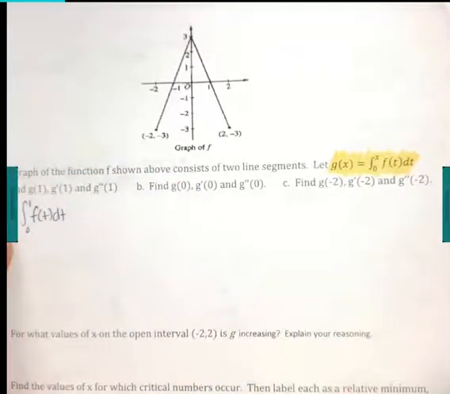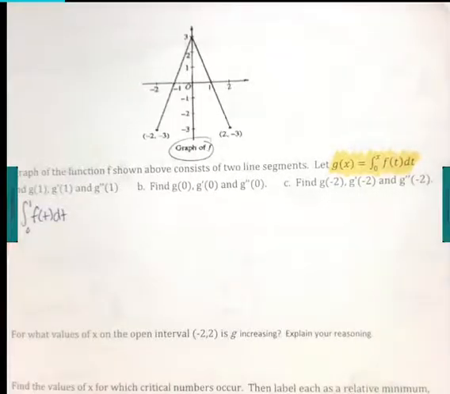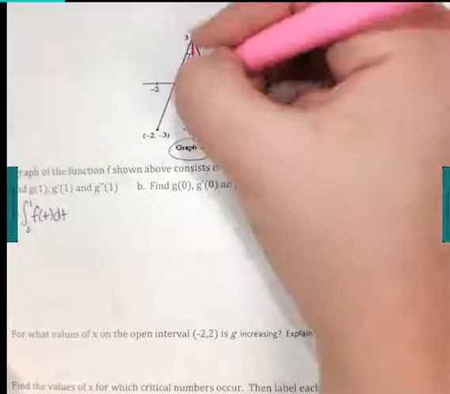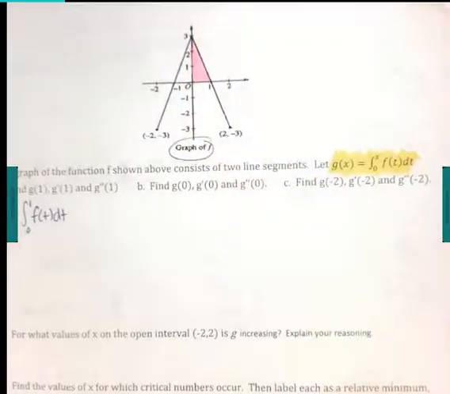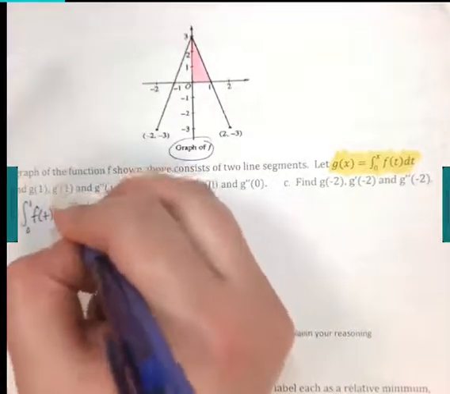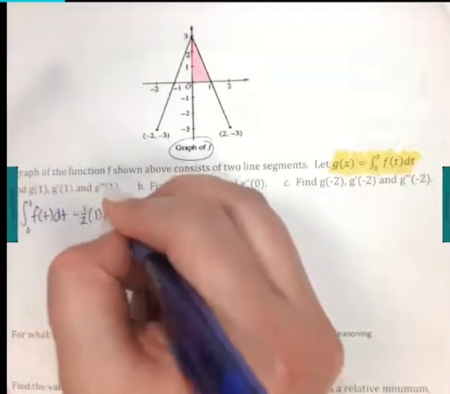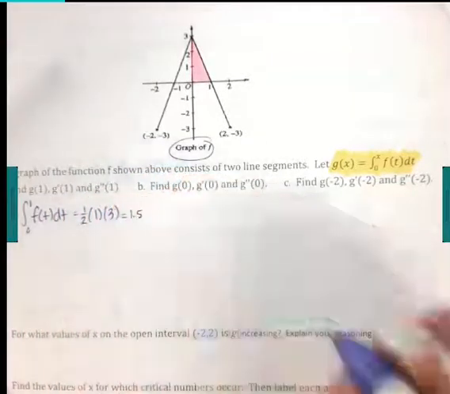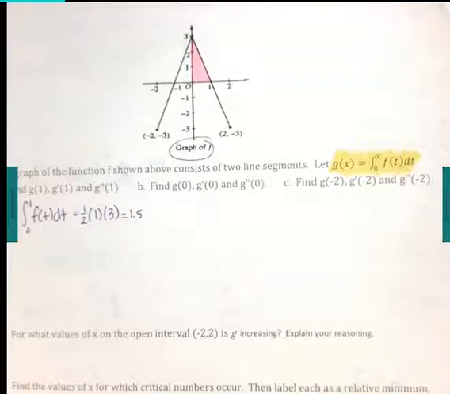Now, what is my graph of? F. So how do I do an integral of f from 0 to 1? What do I find? Not slope, it's an integral. Area. What shape is that? Triangle. How do you find the area of a triangle? 1/2 base times height. My base is a 1, my height is a 3, so it's 1.5. Make sense?